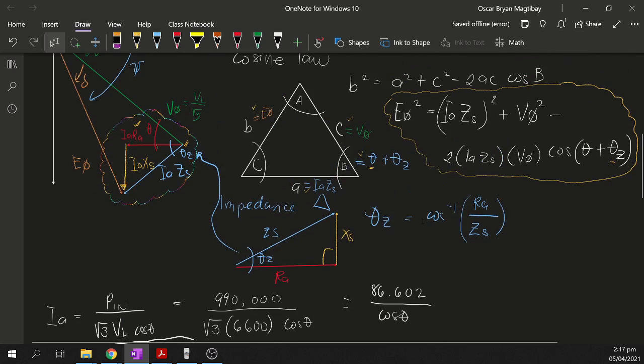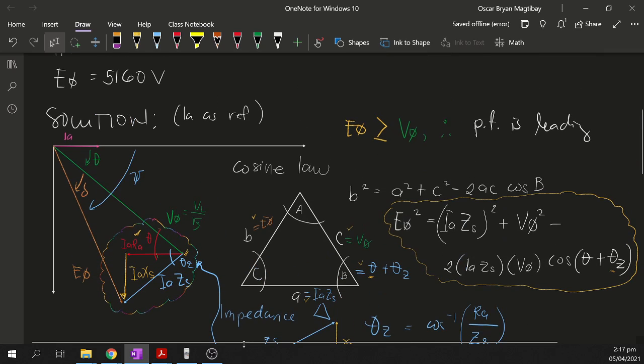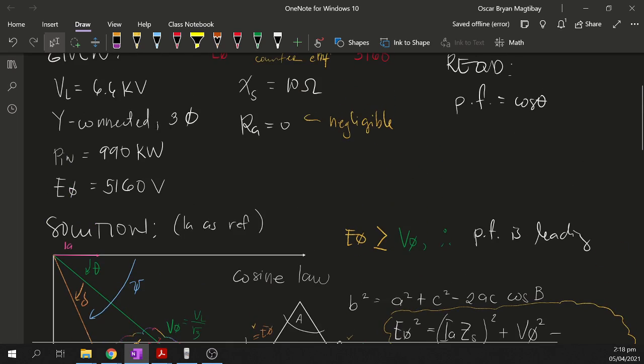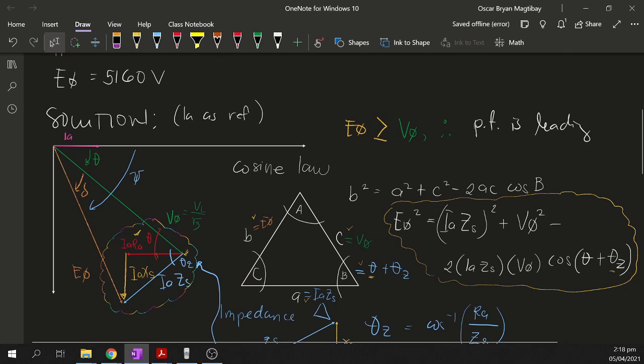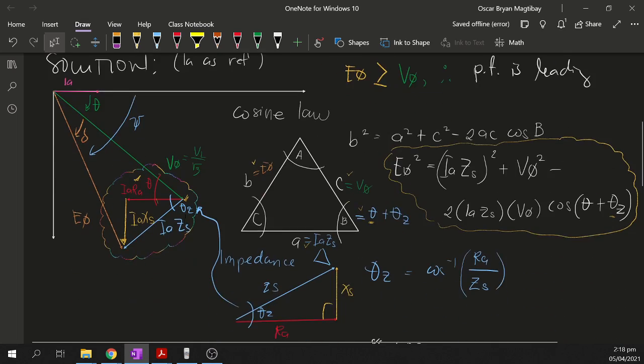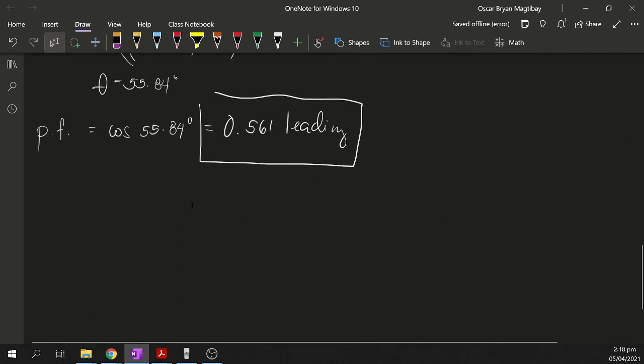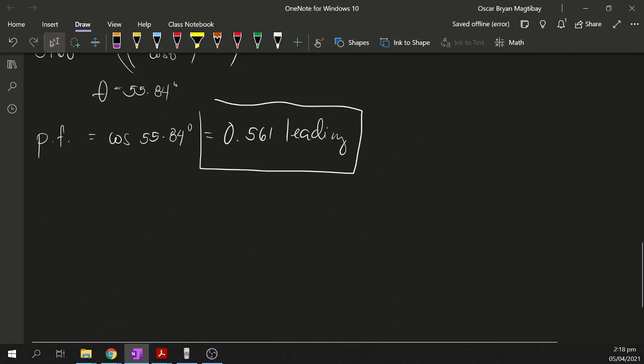So itong technique natin na to, this formula, pwede ninyo na lang gamitin. This is applicable for leading power factor. Pero pwede nyo rin i-apply ito sa lagging power factor as long as you try to get the, tawag nga natin is yung ating vector diagram. So this is 0.561 leading.